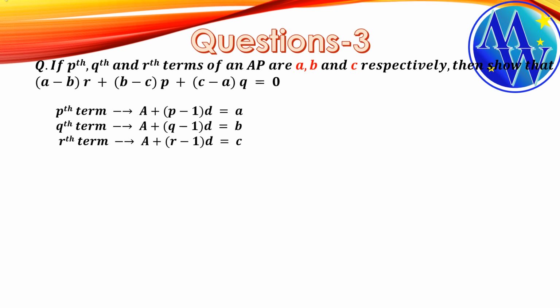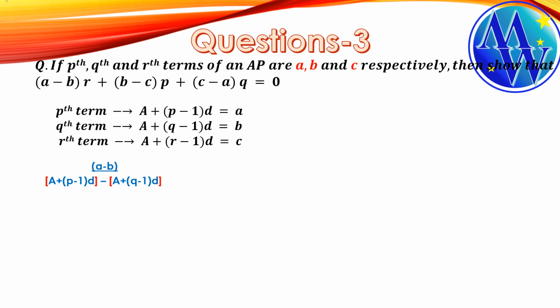Okay, so I'm going to solve this equation part by part. First, find the value of A minus B. Apply the values of A and B so that A minus B equals A plus (p minus 1) into d, minus (a plus (q minus 1) into d). Take more care while placing the brackets. If you miss one bracket, the entire answer will change.